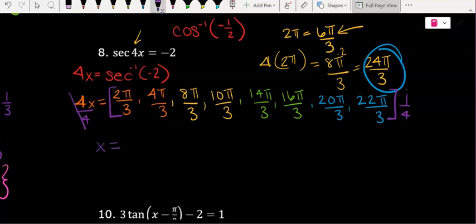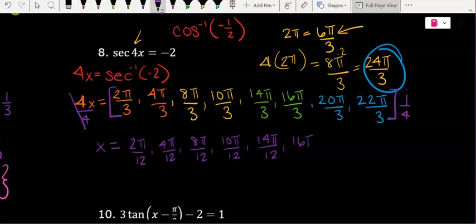And so now I'm going to have x equals, and I'm just going to take each one of these and multiply my denominator by 4. So that's going to get me 2 pi over 12, 4 pi over 12, 8 pi over 12, 10 pi over 12, 14 pi over 12, 16 pi over 12, 20 pi over 12, and 22 pi over 12. Now, obviously, I'm not completely done right now because I need to be able to reduce these, right?